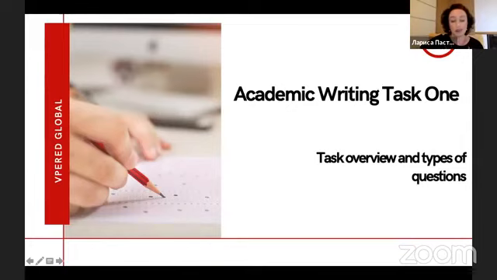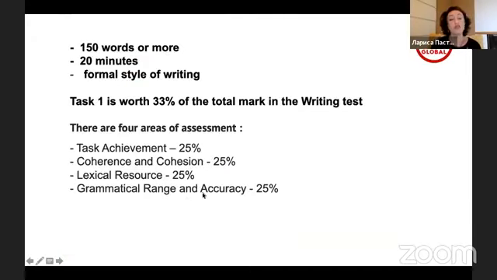So in writing task 1 academic module, you are requested to describe a visual. So you should use a formal style of writing. So what does it mean? No contractions should be used, no abbreviations, no phrasal verbs or idioms, and use impersonal structures. Passive voice helps here to bring more formality to your writing and make it sound more academic. And no exclamation or question marks should be written here.